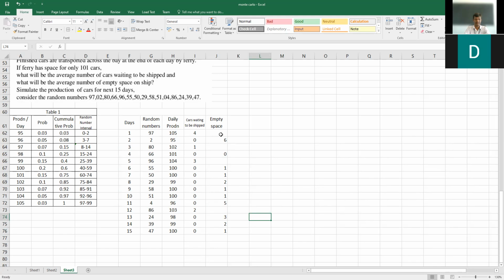Now, wherever you find numbers, that number denotes the number of vacancies or empty space on that ship on the given day. So other days we can mark it as 0.